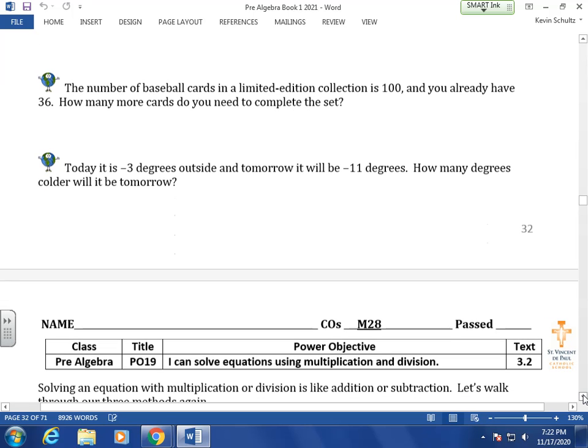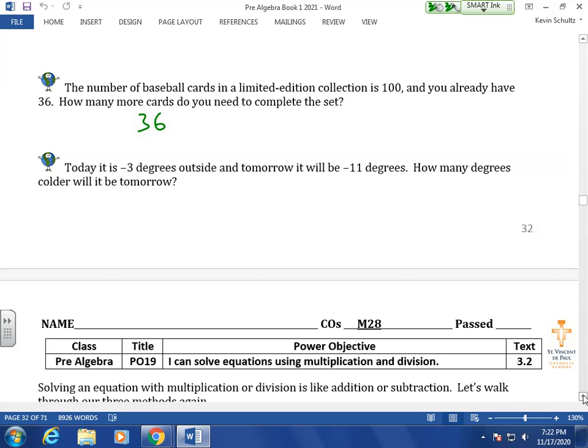The number of baseball cards in a limited edition collection is 100, and you already have 36. How many more cards do you need to complete the set? So this one, you don't really need an equation per se, but it's just a real-life one-step equation example. Okay, you could set it up to be 36, the cards that you have, plus C, the cards that you need, equals 100, the total cards in the collection. Right? That's how you would set this up as a one-step equation with a variable to solve for.